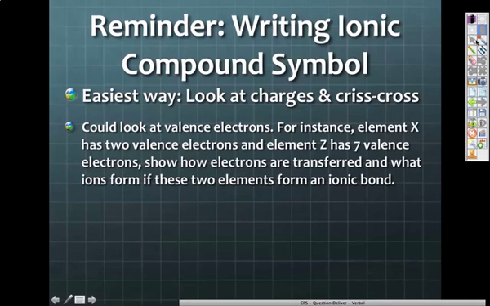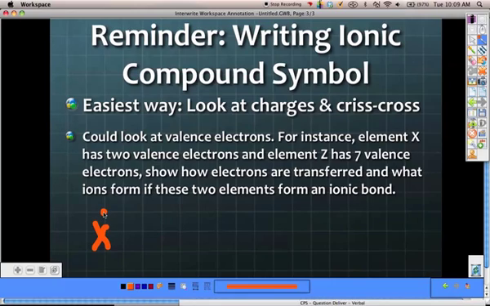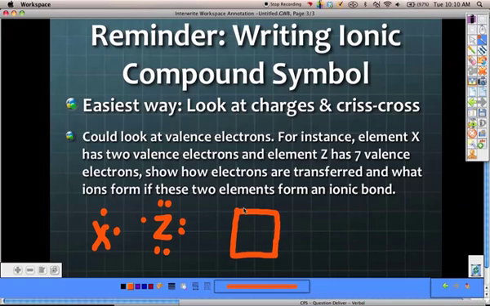So what this is saying is I could draw out some element X, which doesn't exist, it's just made up, with 2 valence electrons. I use dots to represent valence electrons. And my Z has 7 valence electrons. When I draw out in this form, I do at maximum 2 per side, which is helpful to see because you know you need 8 total for it to be nice and stable. So I would have 1, 2, 3, 4, 5, 6, 7, 8 for it to be stable.